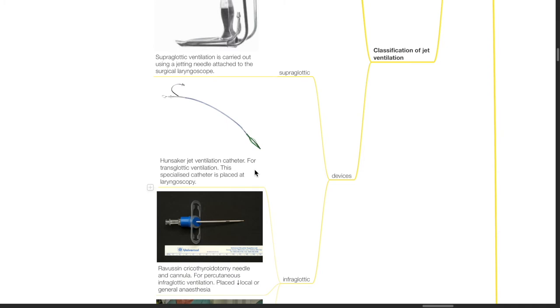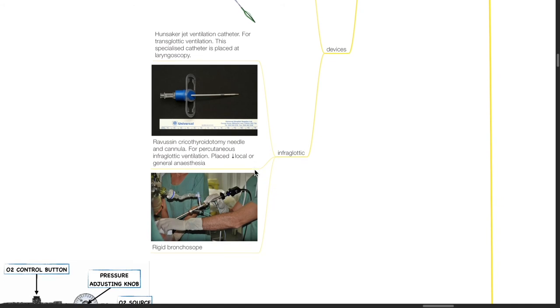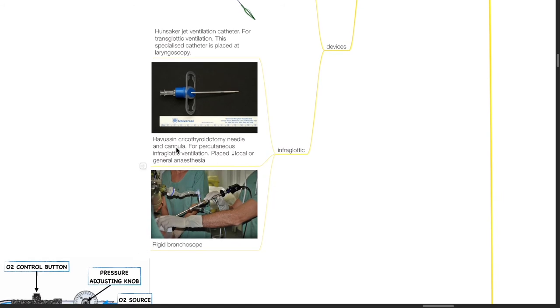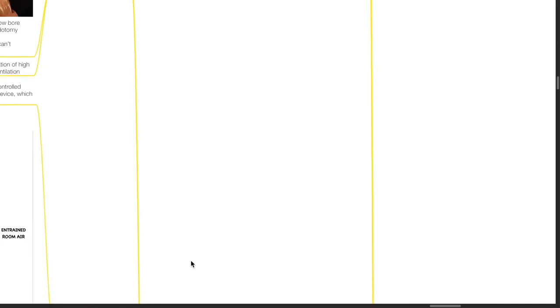This specialized catheter is placed at laryngoscopy. A Ravussin cricothyroidotomy needle and cannula for percutaneous infraglottic ventilation. This is placed under local or general anesthesia. And jet ventilation via a rigid bronchoscope using a manual jet or Sanders injector.